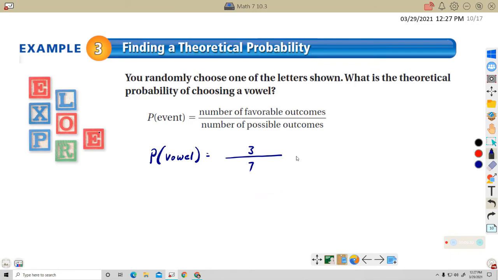So the probability of a vowel is 3 out of 7, which is equal to 3 divided by 7. About 43%. I come up with 42.8, but we can round that to 43%. Okay, so again, it's just a fraction. We're just going to divide here.